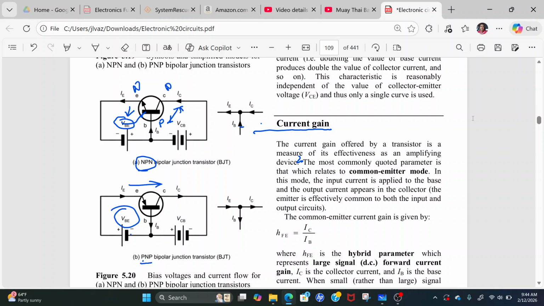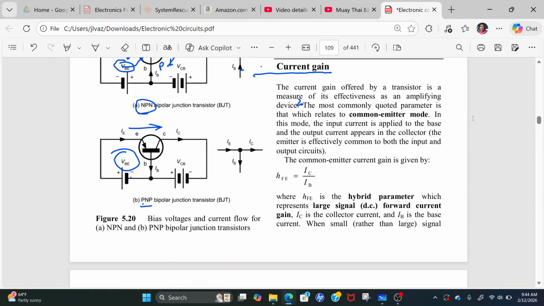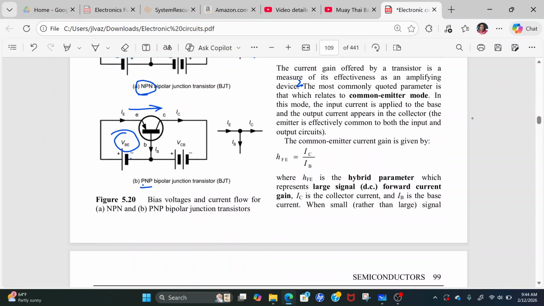The common emitter current gain is given by this formula here, which is HFE. The HFE is also the gain, which is the hybrid parameter. Let's continue reading here. It says where the HFE is the hybrid parameter, which represents large signals in DC forward current gain. IC is the collector current. IB is the base current.